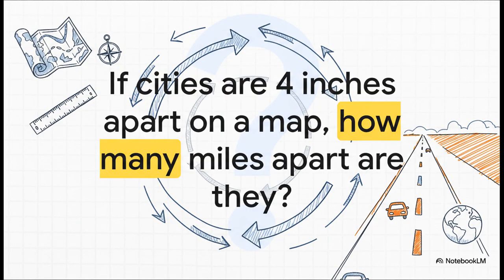So here's the puzzle. To solve this, we just set up one of those proportions we were talking about. We know that 1 inch is to 5 miles, so we set that equal to our new ratio. 4 inches is to what? Our unknown number of miles. With that simple little equation, we can find our answer.